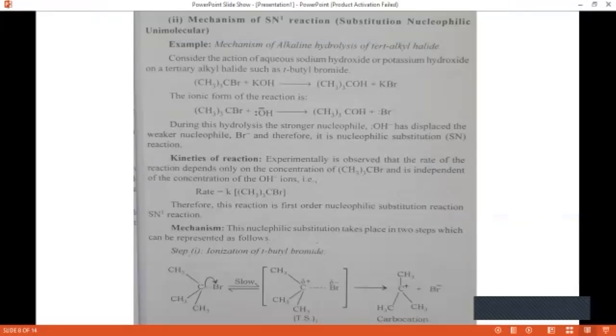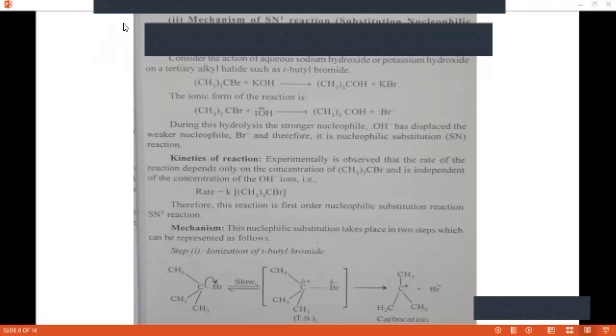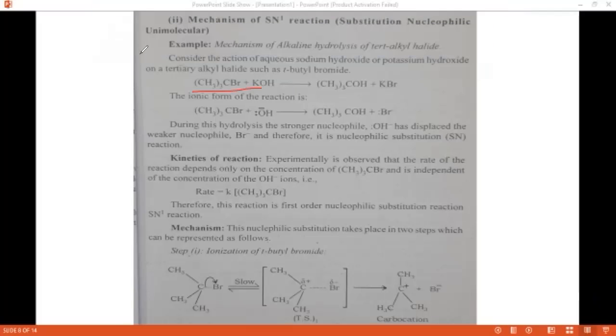SN1 reaction is the nucleophilic substitution unimolecular reaction. The example of SN1 reaction is tertiary butyl bromide reacting with sodium hydroxide or potassium hydroxide, leading to the formation of tertiary butyl alcohol plus potassium bromide.